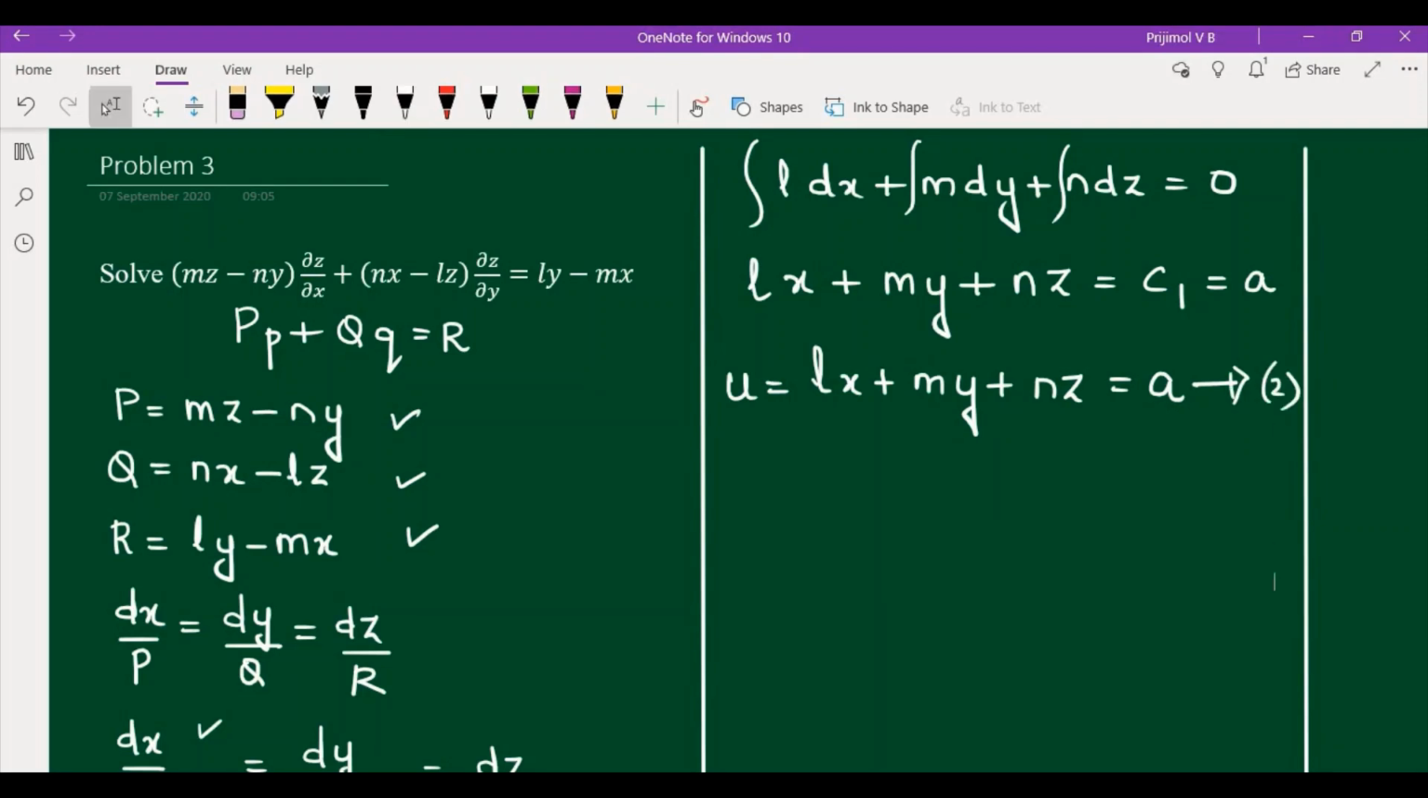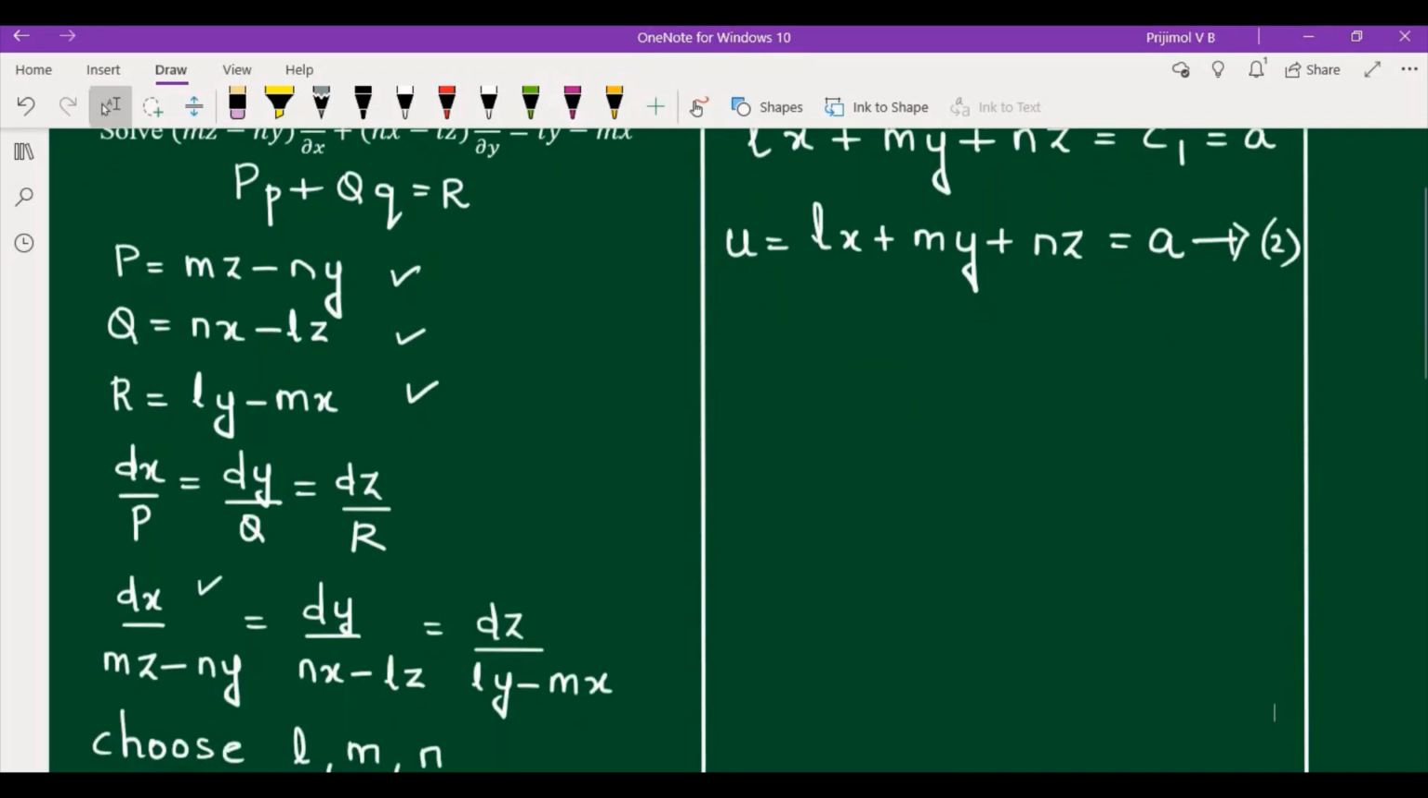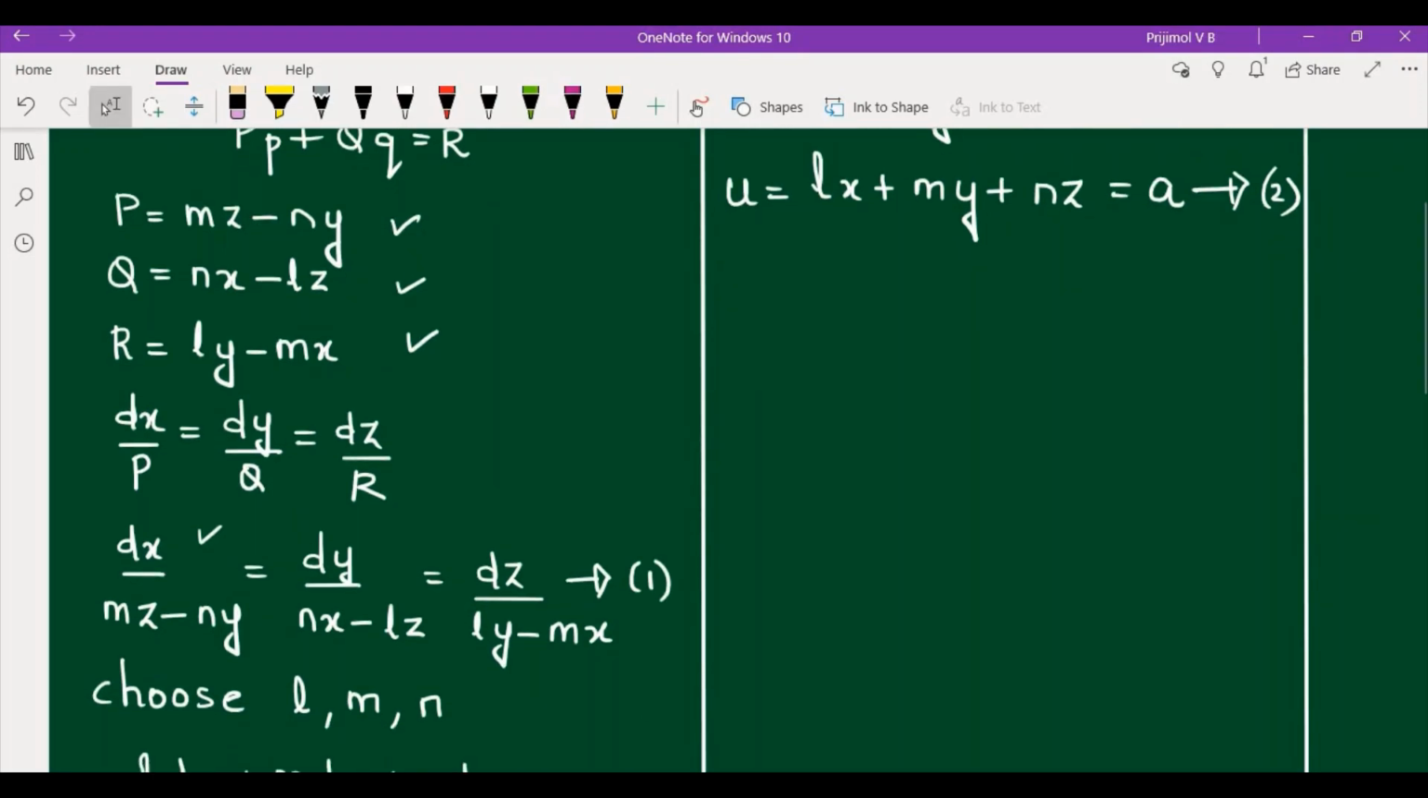Our auxiliary equation was equation number 1. See, I told you I have chosen l, m, n, and then easily I have got the answer. Similarly, you have to choose another set of multipliers to find the second solution. So here I am going to choose the multipliers, say x, y, z. I told you to choose the multipliers in such a way that after multiplying and then adding, the denominator becomes 0. Now if you multiply these multipliers to the denominator and add, let us see what happens.